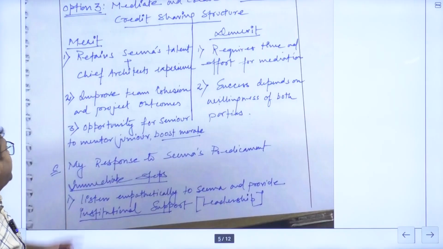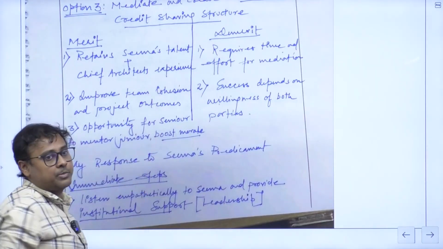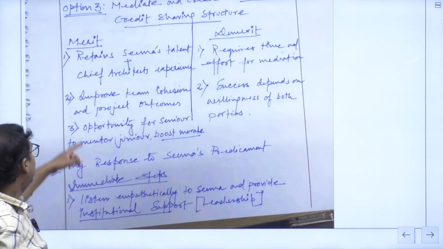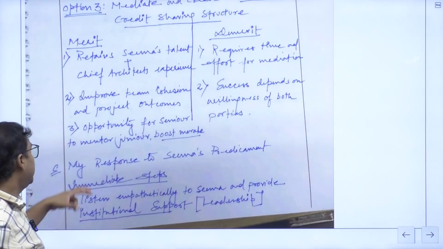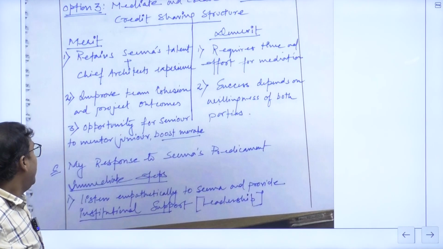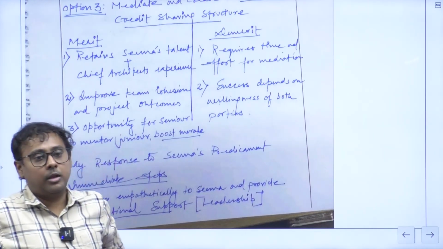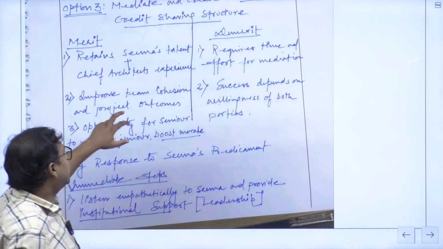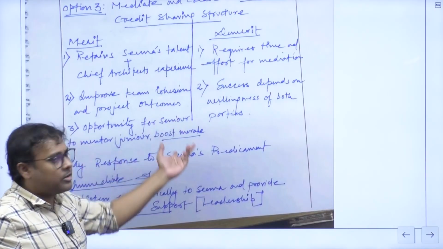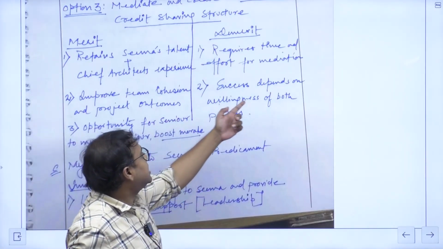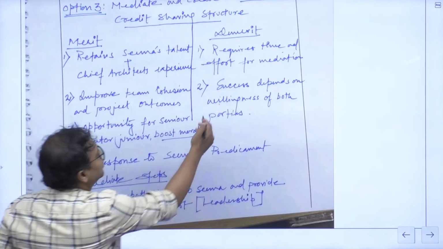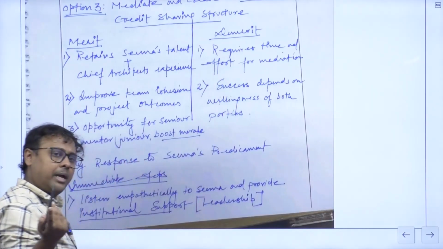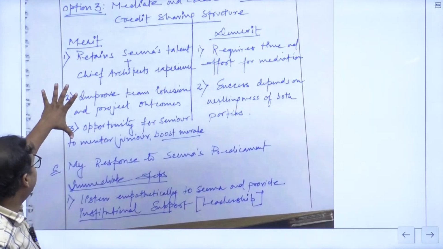So what is the merit? Retain Seema's talent plus chief architect's experience, balancing both. Improve team's cohesion and project outcomes. Both are coming together. Opportunity for the senior to mentor the junior and boost morale. Okay? So these are the demerits. Requires time and effort for mediation, and success depends on the willingness of both parties. Okay? And here you can give one demerit instead of 2, but again here the merits are 3.